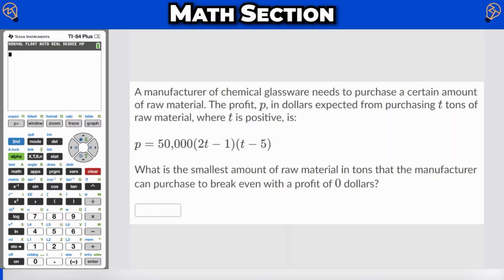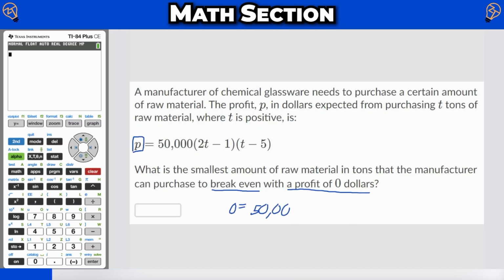Now what we have here is something called the zero product property, and it's actually a really straightforward problem as long as you understand it. So the concept of breaking even is really having a profit of $0. So they're being a little bit redundant here, but they're essentially elaborating on what it means to break even. So let's go ahead and replace the profit with 0.